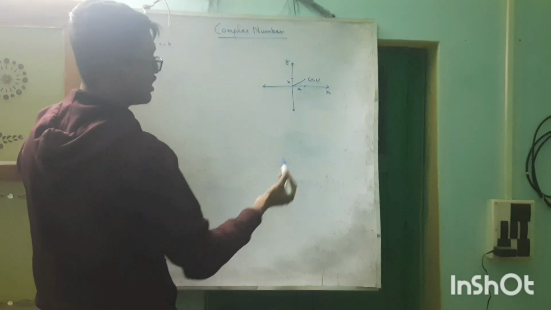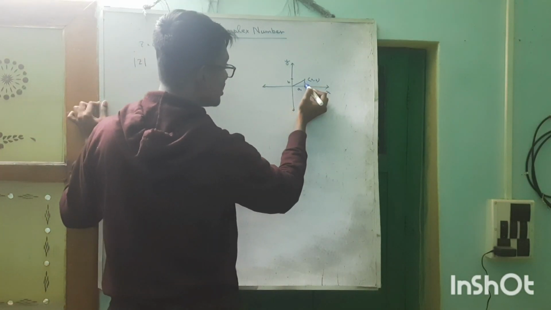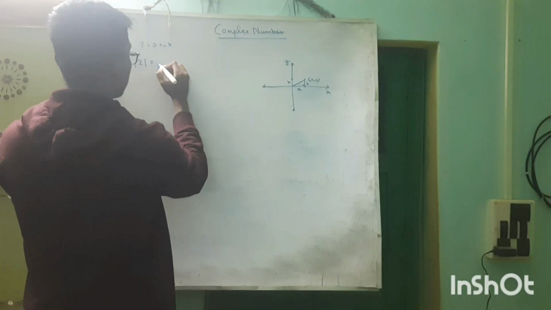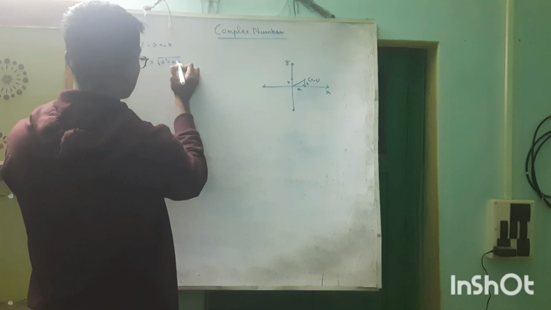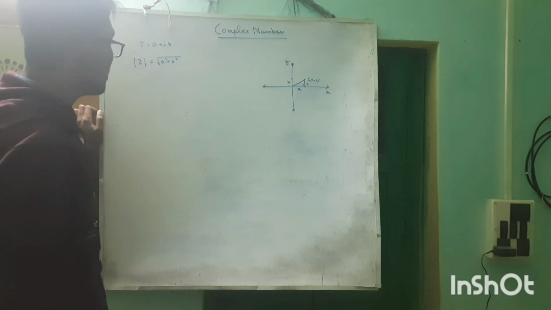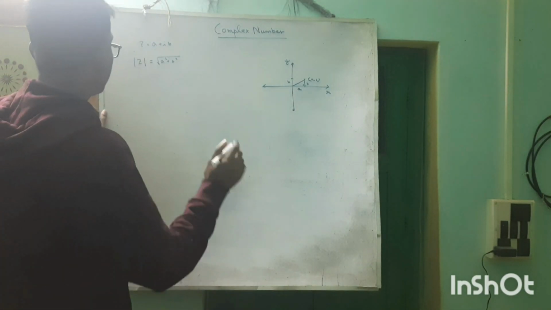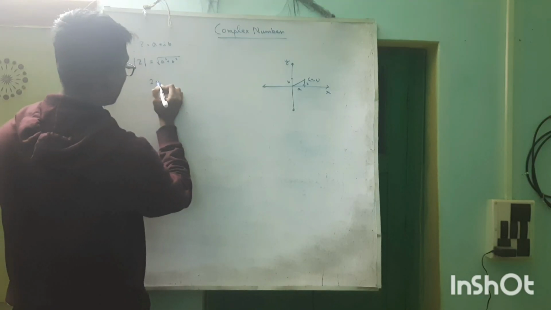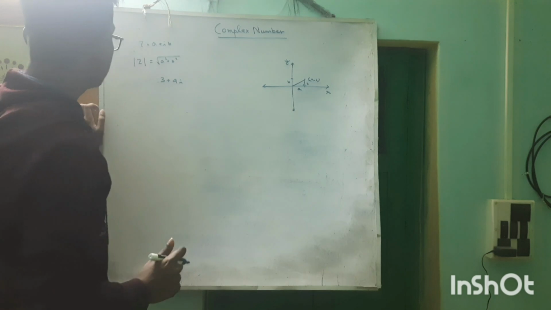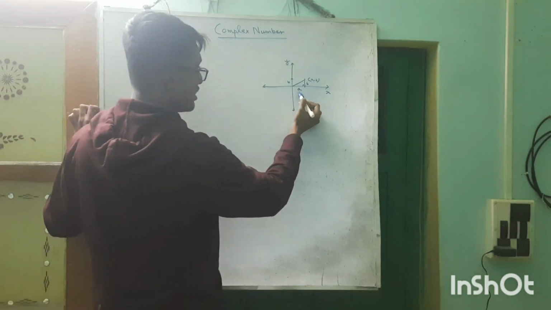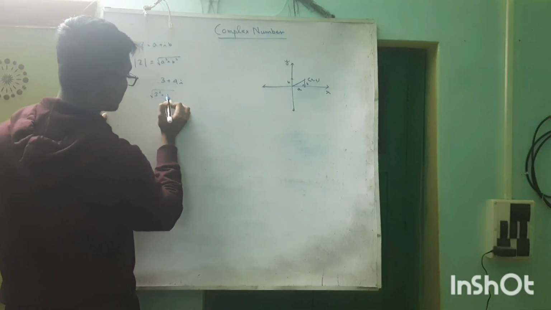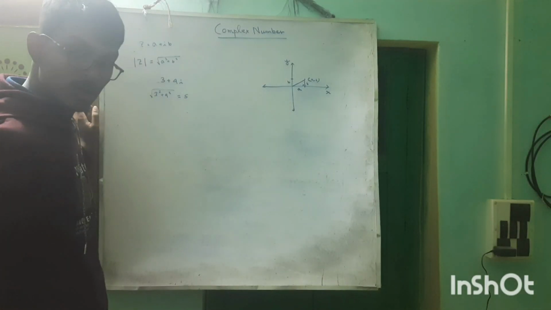So what is the distance? Actually this is a and this is b, right? And this is perpendicular. So this distance is root over of a square plus b square. So the modulus of a complex number is root over of a square plus b square. Okay. Suppose a complex number is given as 3 plus 4i. So what is the modulus of that complex number? This is a, this is 3, and this is 4. So the modulus of that complex number is root over of 3 square plus 4 square, that is equal to 5. Okay.